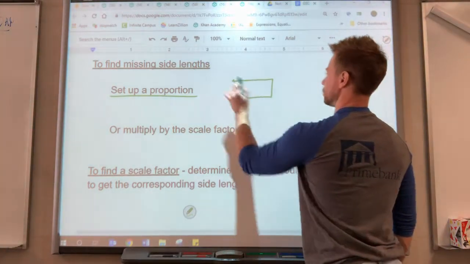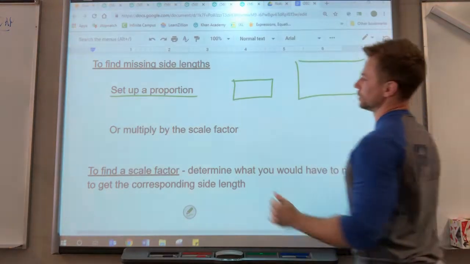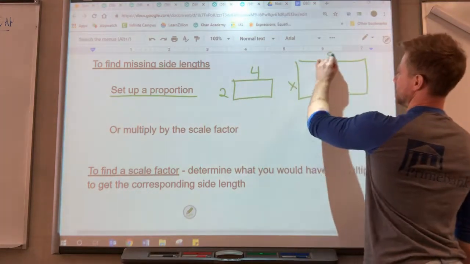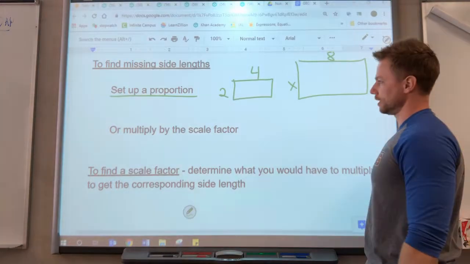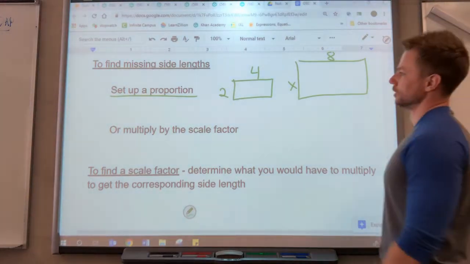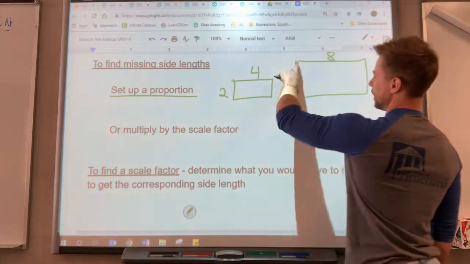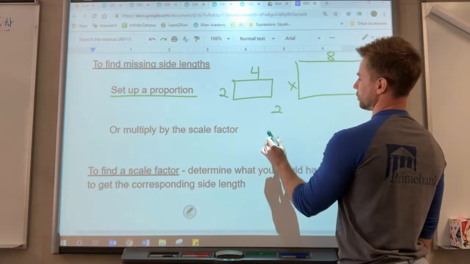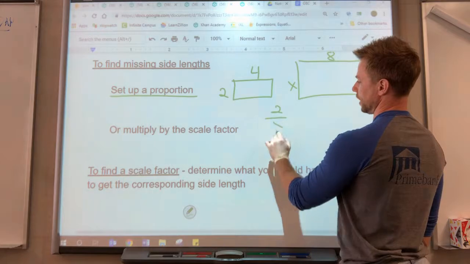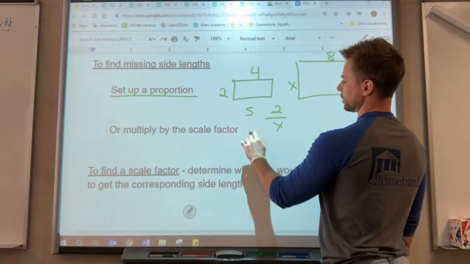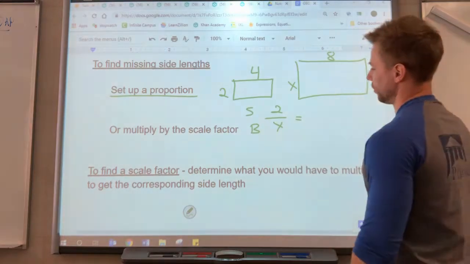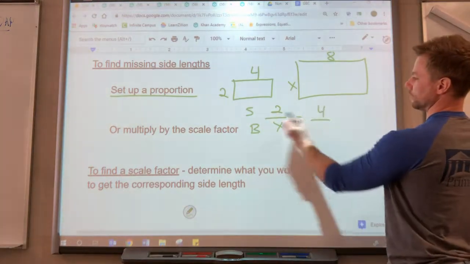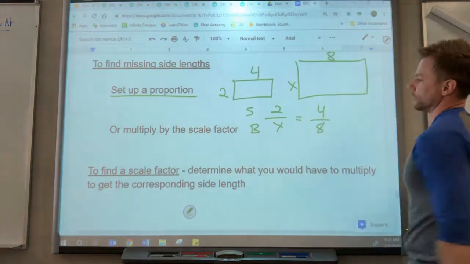So I'm just going to draw some rectangles because they are easy for me to draw. Let's say we have 2 and x, 4 and 8. I'm going to use my corresponding sides to set up that proportion. So we have the height of the small rectangle, the height of the big rectangle. We're going to put those in a ratio together. Our labels could be small rectangle and big rectangle. And then we want to make sure we put in the numbers in the correct spots. So we need the length of the small one, that goes on top. The length of the big one goes on the bottom.